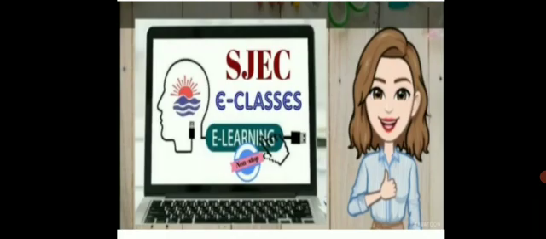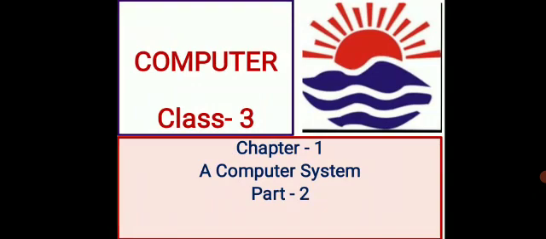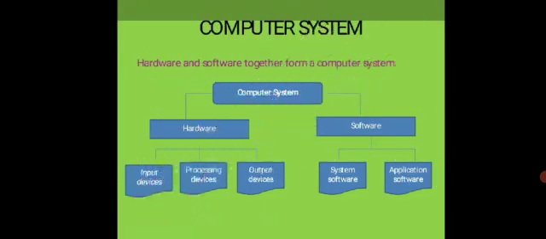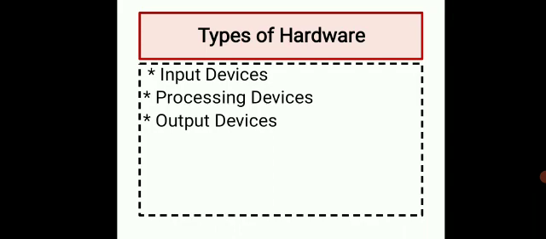This is second part of chapter 1. In first part I explained you about computer system, hardware and software. In this part I will explain you about types of hardware and types of software. So let's see types of hardware.